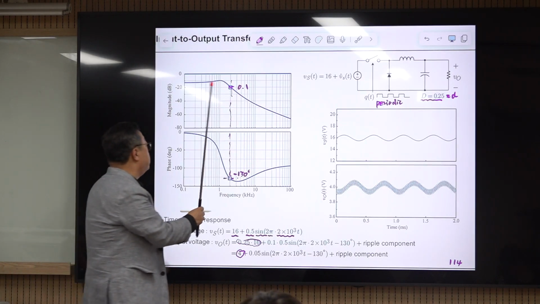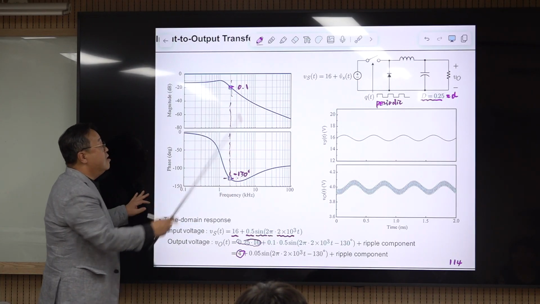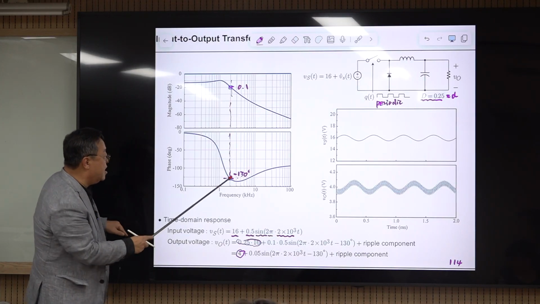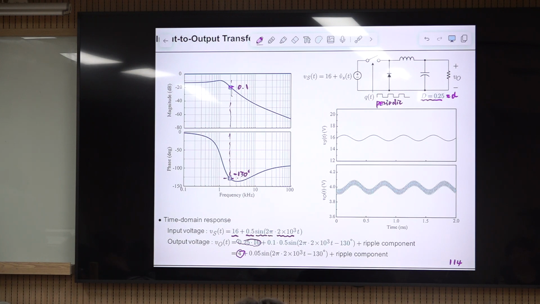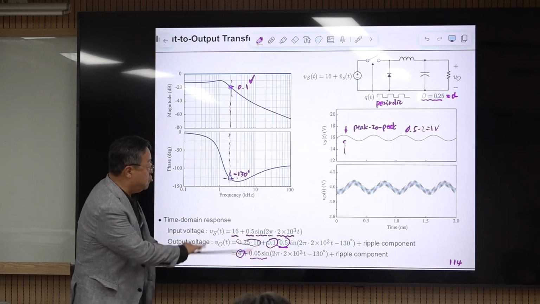But for this sinusoidal waveform, you need to take a look at this. This is 2 kilohertz, and the magnitude is reduced by 1/10, and the phase delay is this one. Then the prediction is this 0.5. So the magnitude of this is 0.5. Then peak to peak is 0.5 times 2, which is 1 volt. But you should multiply this by 0.1, and that gives you this one. And there is additional phase based on this, so you have this phase.